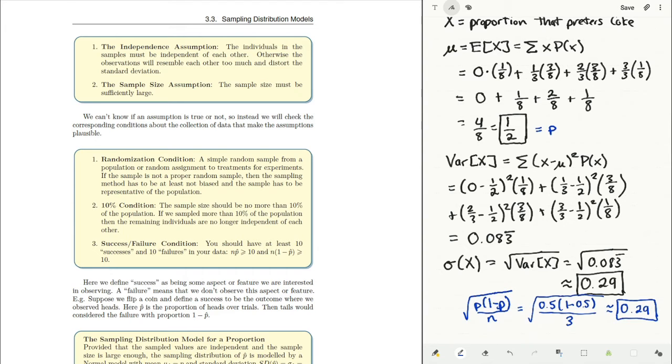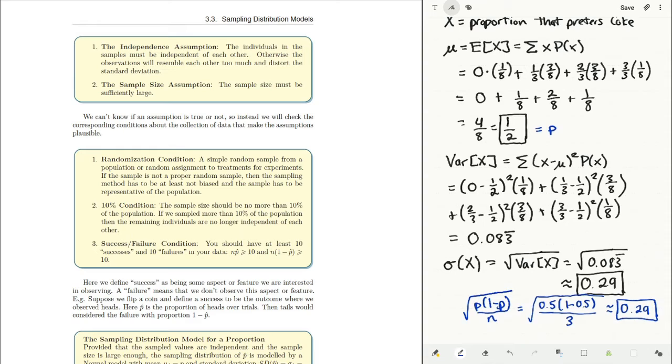So the conditions related to independence are the randomization condition and the 10% condition. For the randomization condition, we want to make sure that we have a random sample from a population and random assignment to treatment groups if we are performing experiments. If the sample isn't random, then the sampling method has to be at least not biased, and the sample is representative of the population. The 10% condition says that our sample size should not be larger than 10% of the population. If we sample more than 10% of the population, then the remaining individuals are no longer independent of each other.